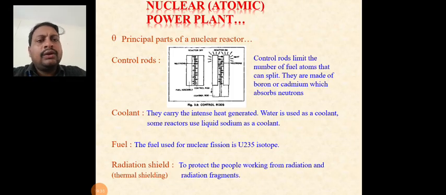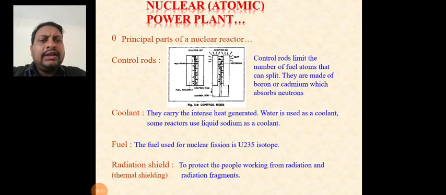We have a coolant also. Water is used as a coolant. It carries the intense heat generated in the nuclear reactor. Some reactors use liquid sodium as a coolant. The fuel used for nuclear fission is uranium 235, an isotope.